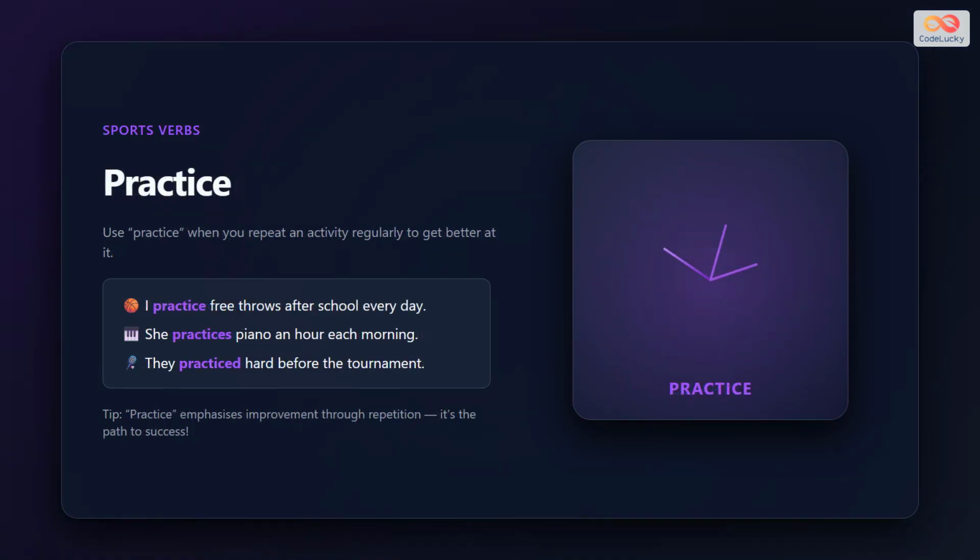The word practice means to repeat an activity regularly so that you can get better at it. It is about training, preparation, and improvement. For example, I practice free throws after school every day. She practices piano an hour each morning. They practiced hard before the tournament. Practice helps you build habits and confidence. Remember, practice leads to progress, and progress leads to success.